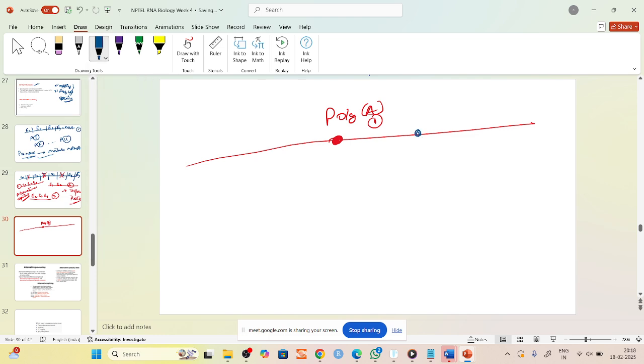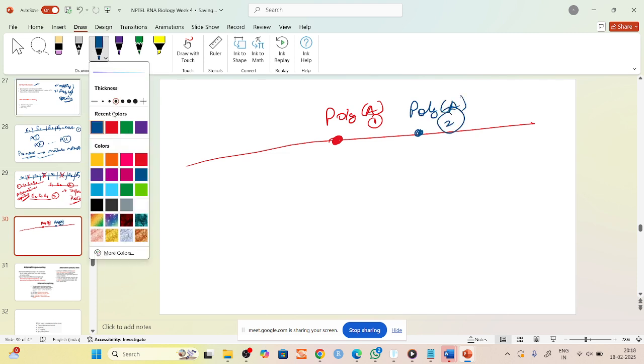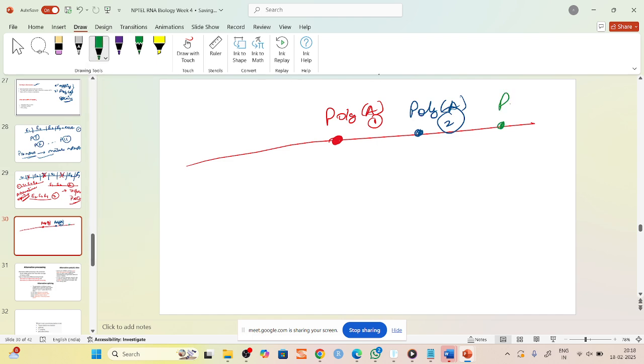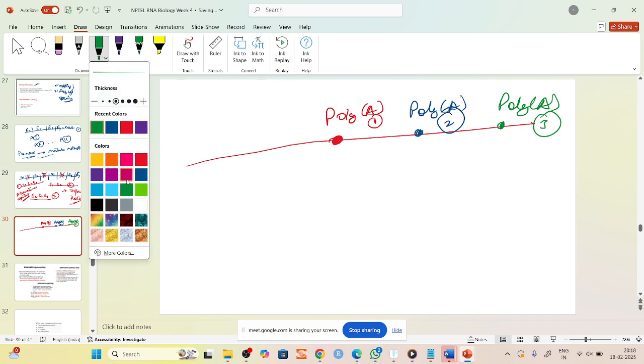This is poly A site number 2. Fine. This is poly A site number 3. So there are 3 poly A sites. Okay. Now let us see what will happen.